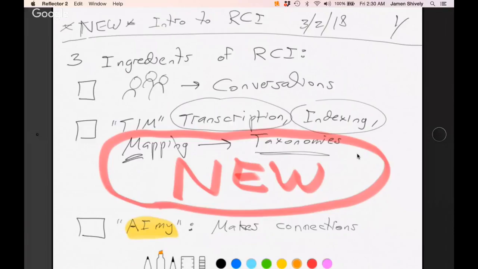The taxonomies of, for example, the needs of a whole world, taxonomies of solutions, taxonomies of problems, multiple different kinds of taxonomies. When that mapping is done, then it's kind of like we know what people are talking about. And seeing what topics people are talking about, the next ingredient of radical collective intelligence, which we use as the non-acronym AIMI, but if it were an acronym, it would stand for artificial intelligence and then my artificial intelligence. But MY doesn't stand for anything. What AIMI does is make suggested connections. And it's really those suggested connections that ultimately lead to closing the gaps between needs and solutions.